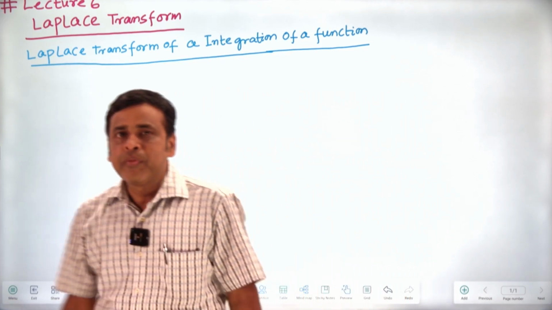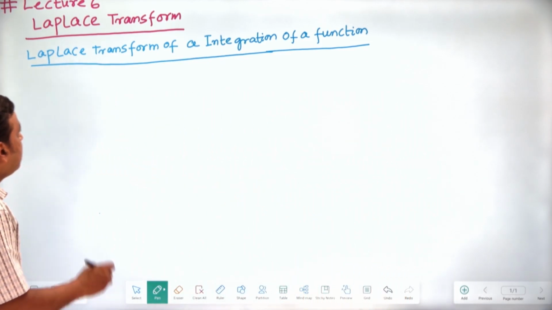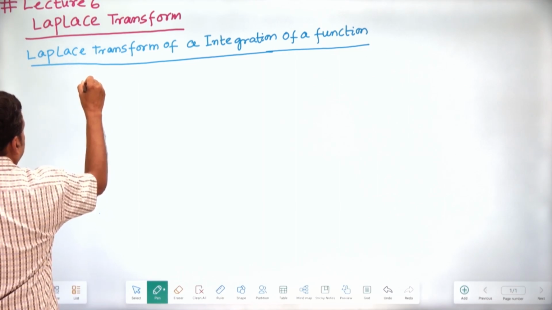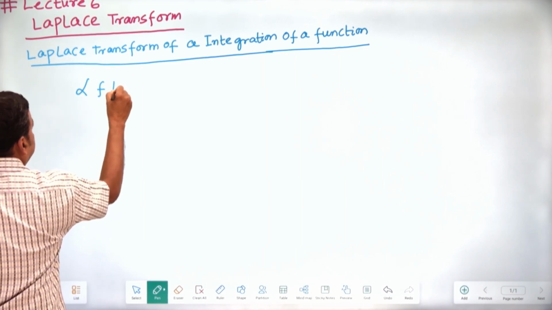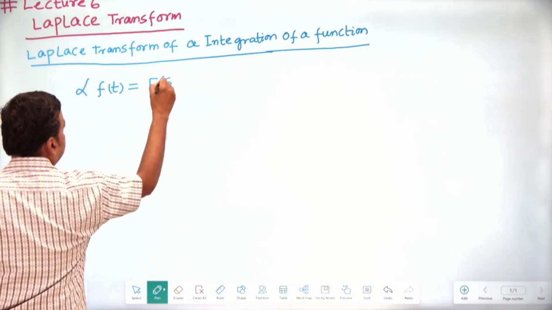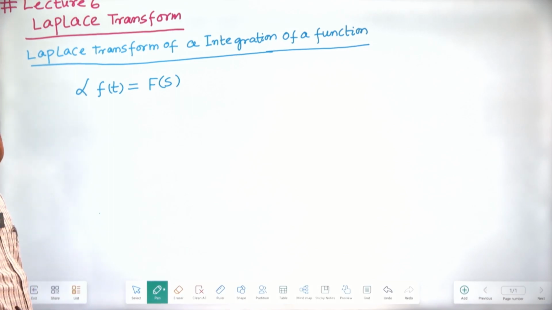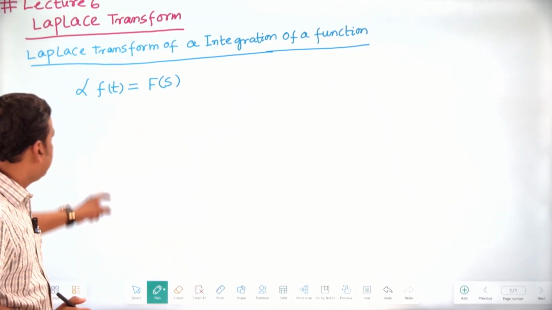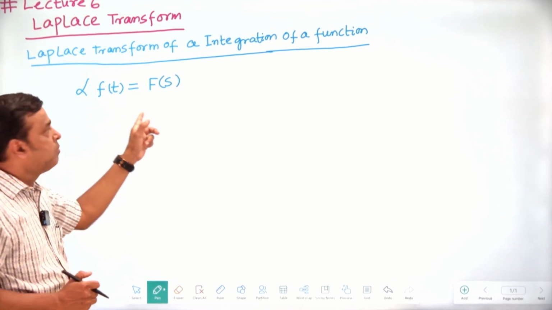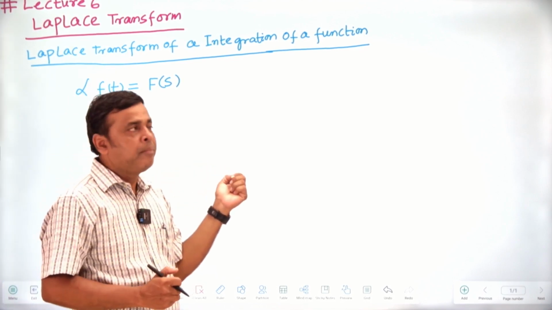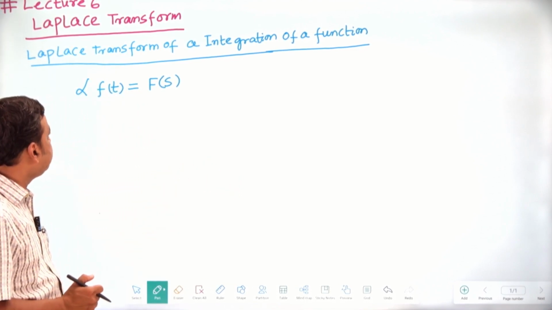I already told you about finding the Laplace transform of a derivative of functions. The Laplace transform of f of t is nothing but F of s. Any time domain function can be converted into a frequency domain function by means of s. So a time domain function is converted into the s domain by the help of the Laplace transform.